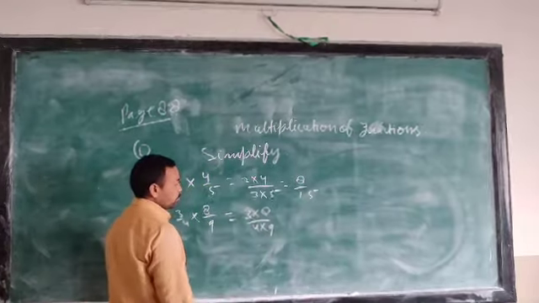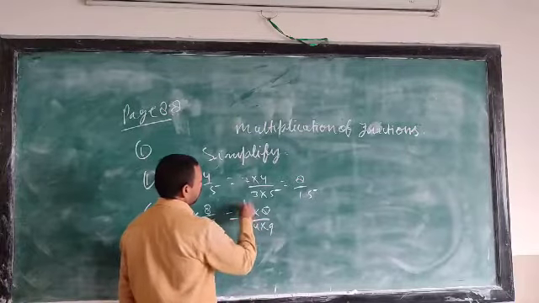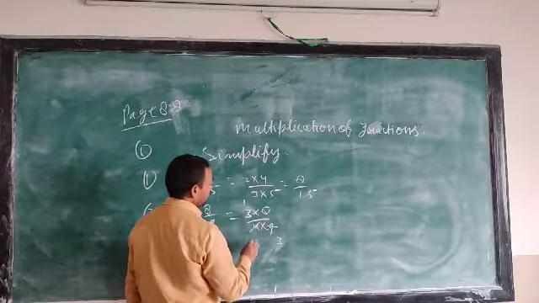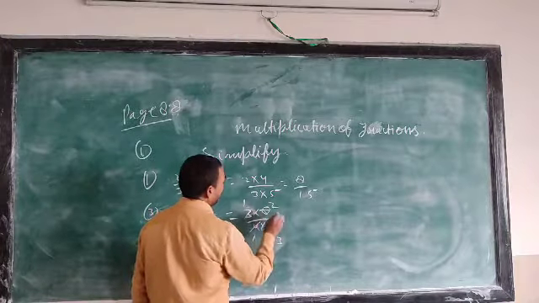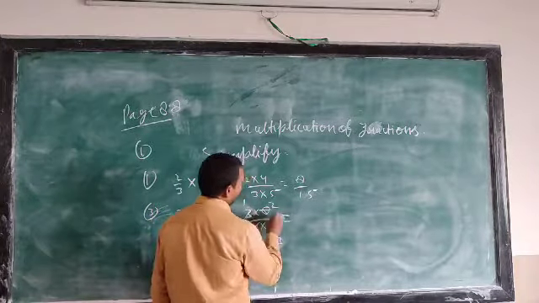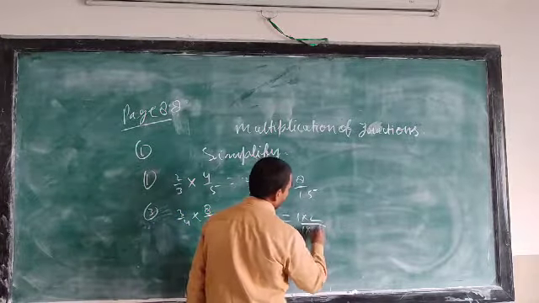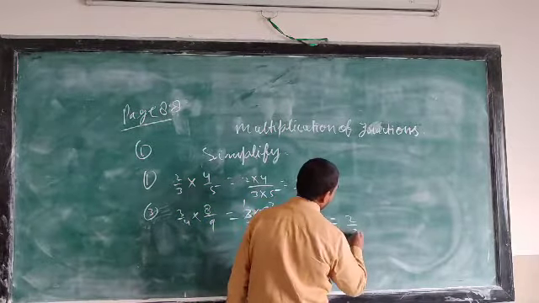And you can reduce it to lowest terms. 3 and 9 are both divisible by 3: 3 ones are 3, 3 threes are 9. 8 and 4 are both divisible by 4: 4 ones are 4, 4 twos are 8. So here 1 multiply 2, and in the denominator 1 multiply 3. So the answer will be 2 by 3.